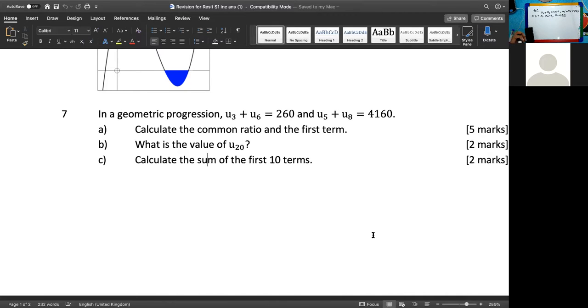U means the sequence term, like the third term. You will use the formula for all this, right? So now see my board how I will do this.